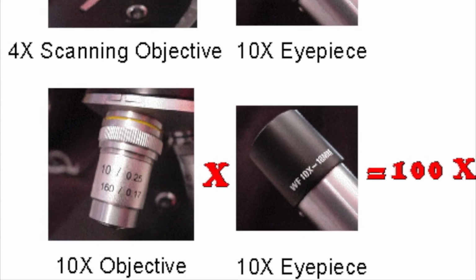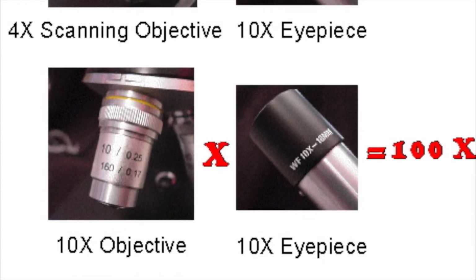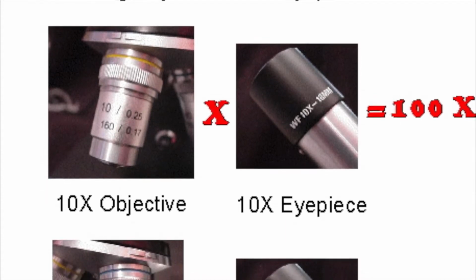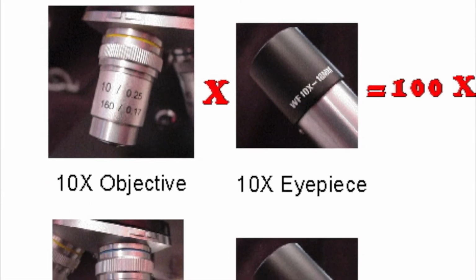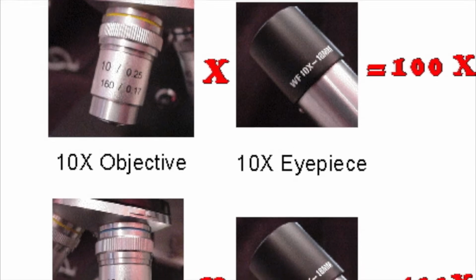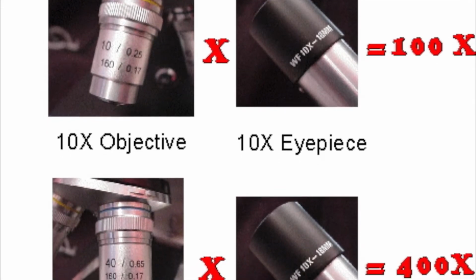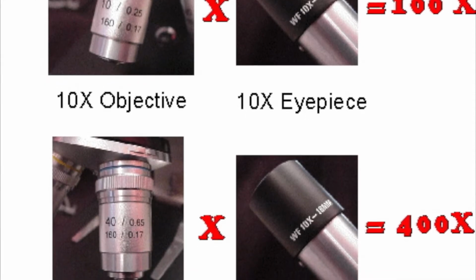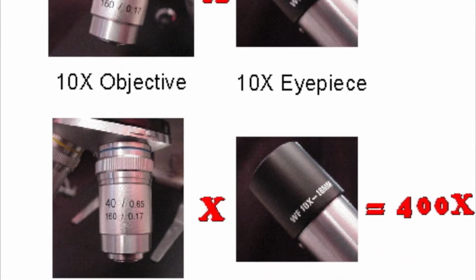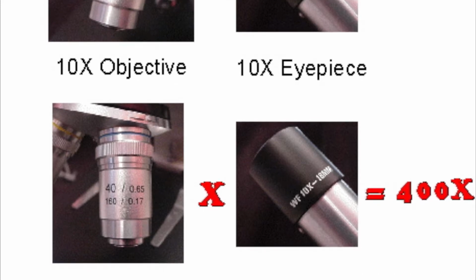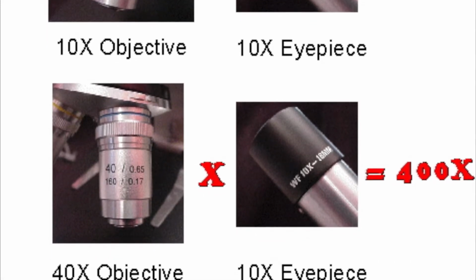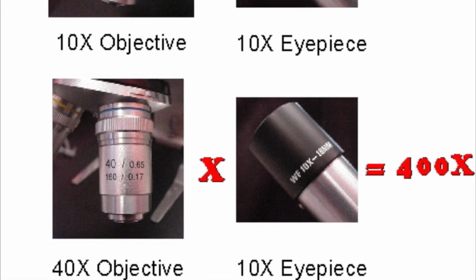The medium objective magnifies 10 times. The eyepiece magnifies 10 times. So the 2 multiplied equals 100 times. So looking through the medium objective magnifies it 100 times. Looking just at the large objective magnifies it 40 times. The eyepiece magnifies 10 times, so the two multiplied together equals 400. Therefore, looking at the large objective magnifies it 400 times.